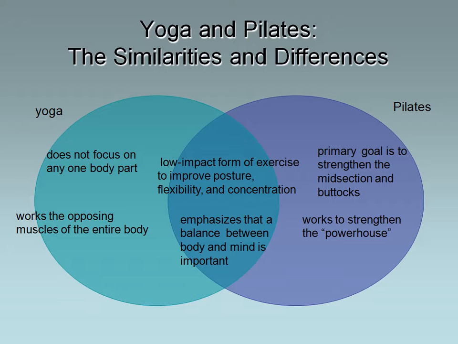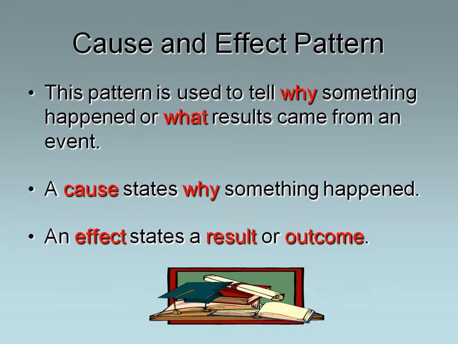The cause and effect pattern. The next pattern that we will study is the cause and effect pattern. Sometimes an author talks about why something happened or what results came from an event. A cause states why something happens. An effect states a result or outcome. Sample signal words include because and consequently.